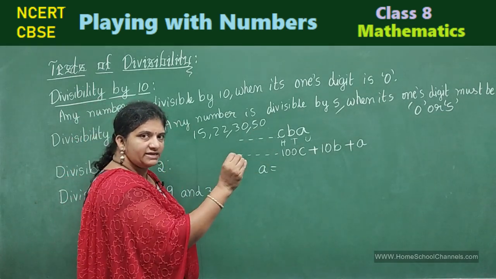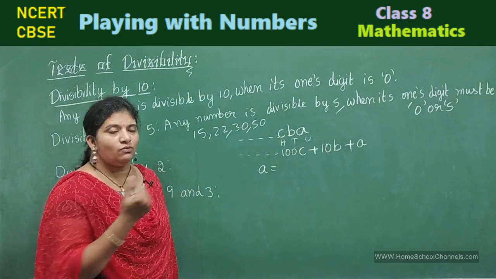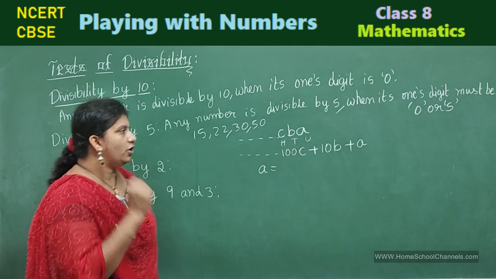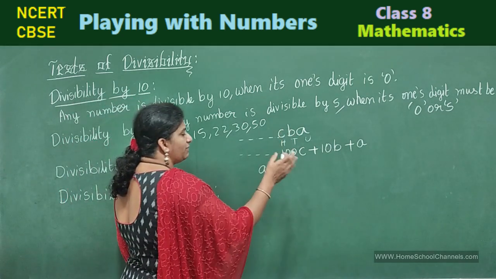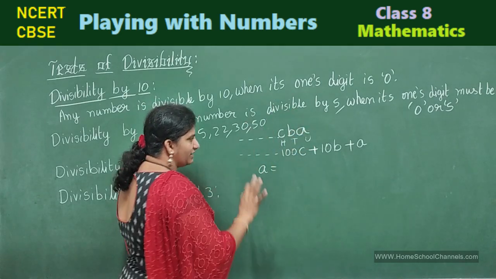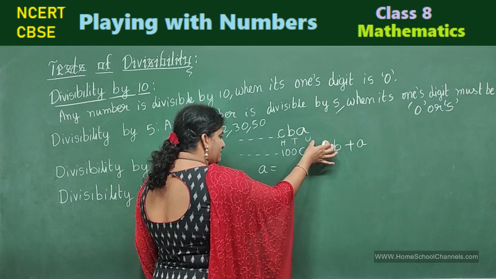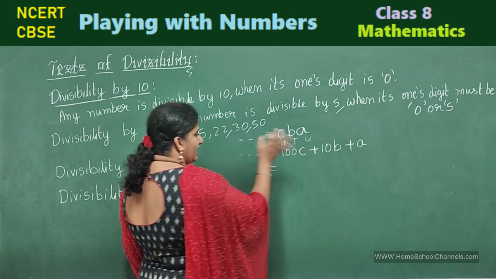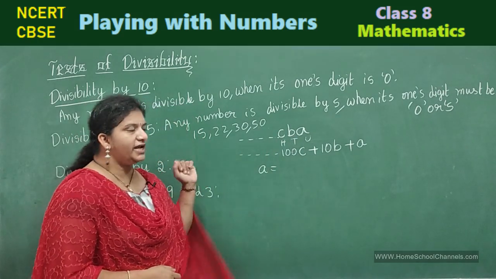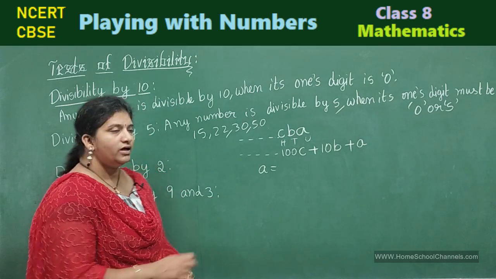Observe the units place and say whether it is divisible by 5 or not. Then what is the rule behind this? Let me take one example in the same manner. Any number it might be, I am considering the last 3 digits: C, B, A. A is in the ones place or units place, B is the tens place, and C is the hundreds place. Written in general form, it is 100C + 10B + A.